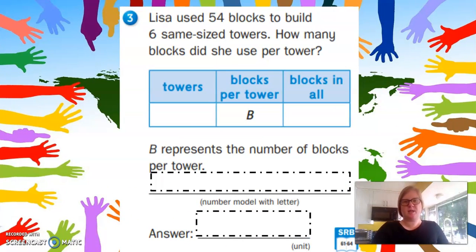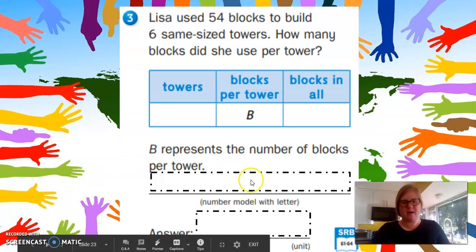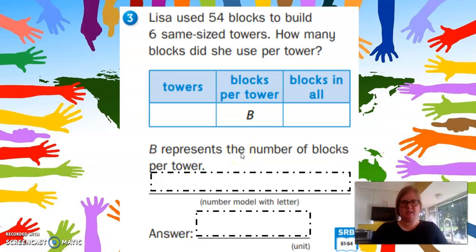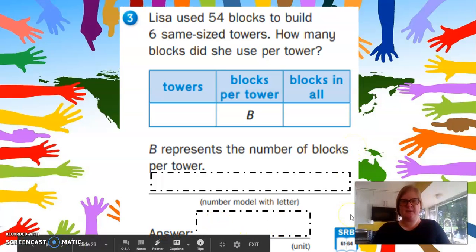Lisa used 54 blocks to build 6 same-sized towers. How many blocks did she use per tower? B represents the number of blocks per tower. I want the number model. Remember, we use these charts to create our number models to help us organize our information. Do we know how many blocks in all? Do we know how many towers? And so those are the things that you would put in for our numbers. Then you put the answer.